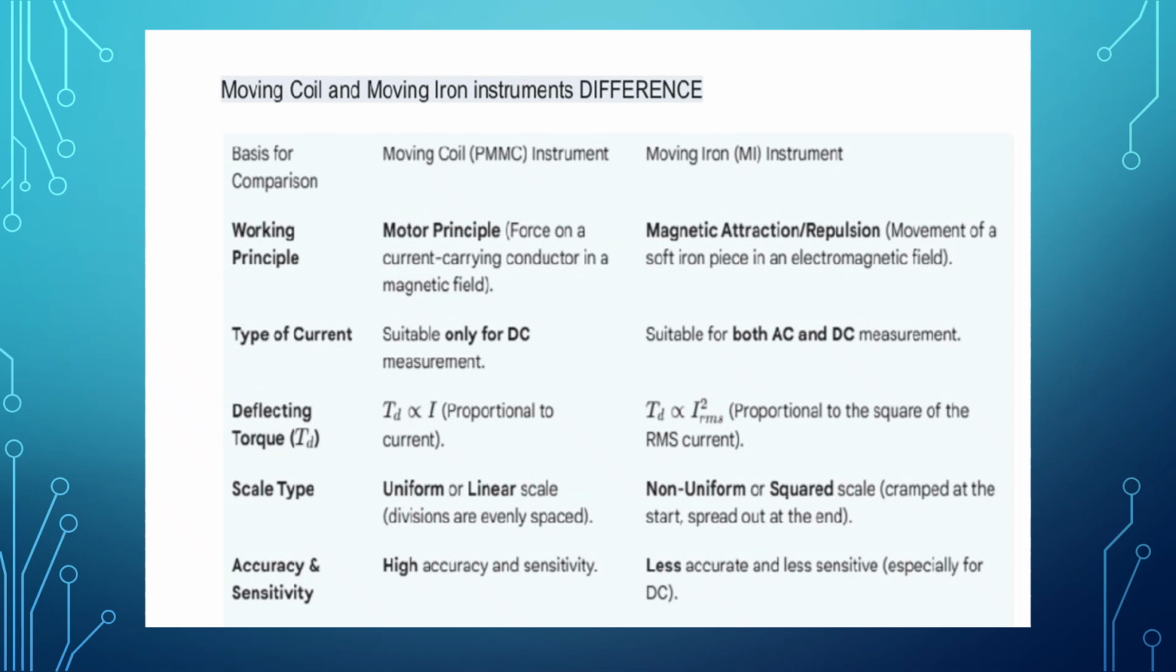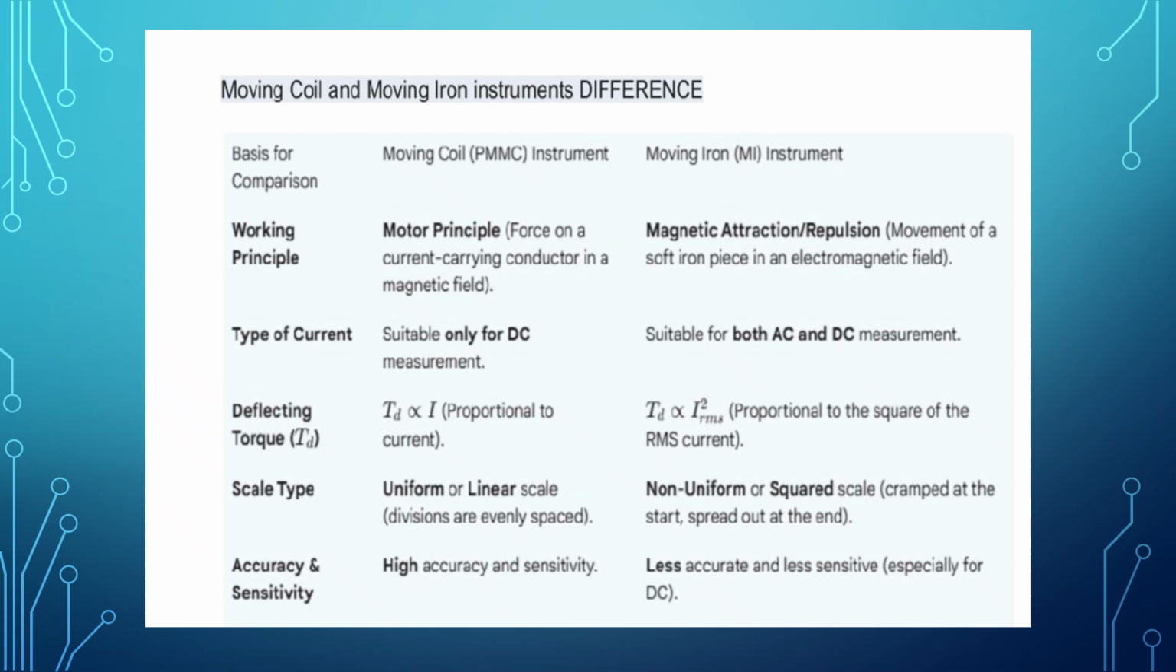Let's see the difference between moving coil and moving iron. The working principle of the moving coil is the motor principle, which works on a current carrying conductor in a magnetic field, and in moving iron it is the movement of a soft iron piece in an electromagnetic field. Moving coil is suitable only for DC measurement, and moving iron is suitable for both AC and DC measurements. In the moving coil, deflecting torque TD is directly proportional to I, and in moving iron, the TD is directly proportional to the RMS current.